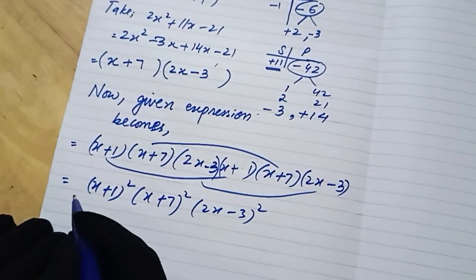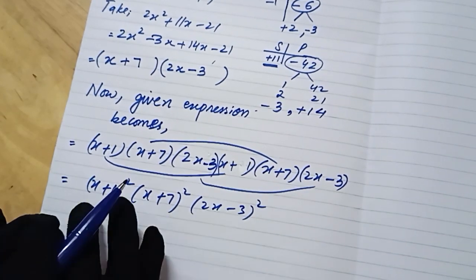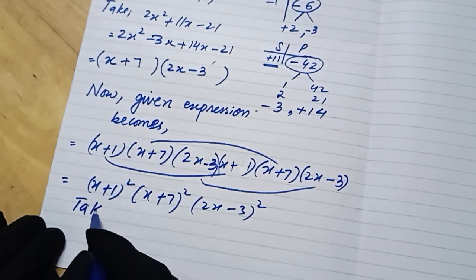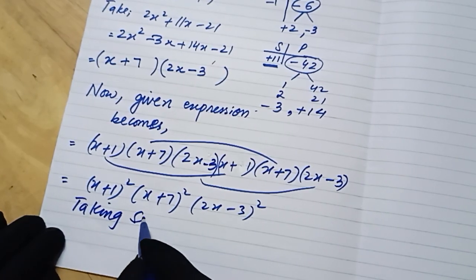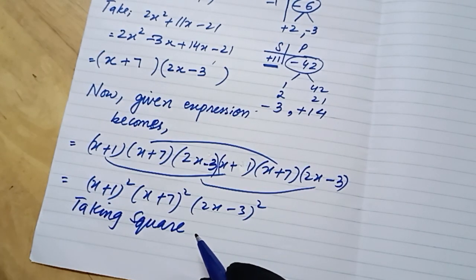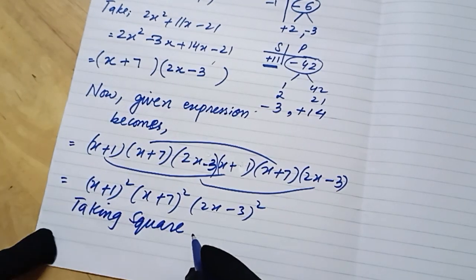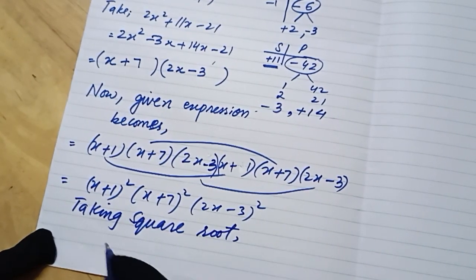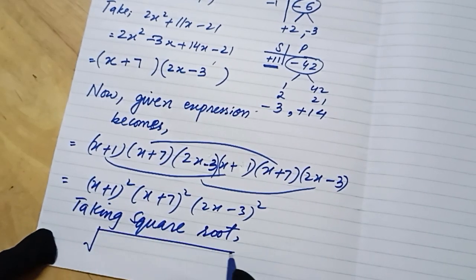Okay. Now, after complete factorization, you can take the square root. Taking square root, write down properly. Don't just include anything at any time. You have to make a proper symmetry in your question. Okay. Taking square root, so we are taking square root.